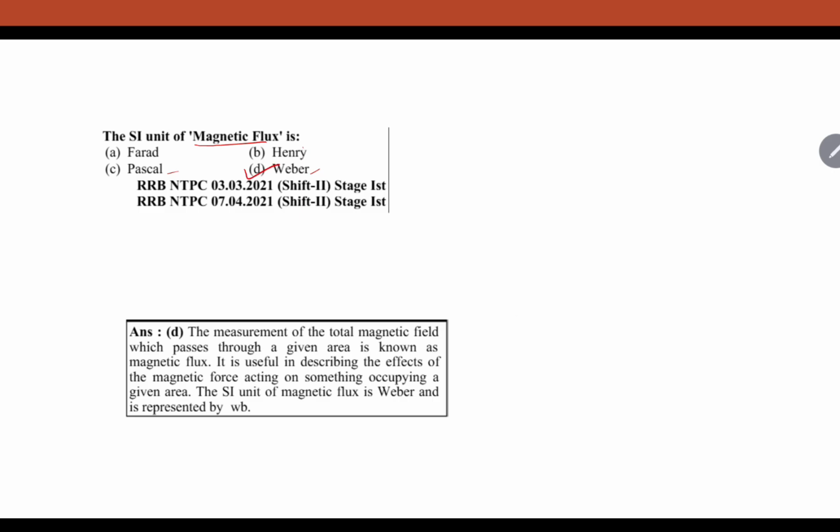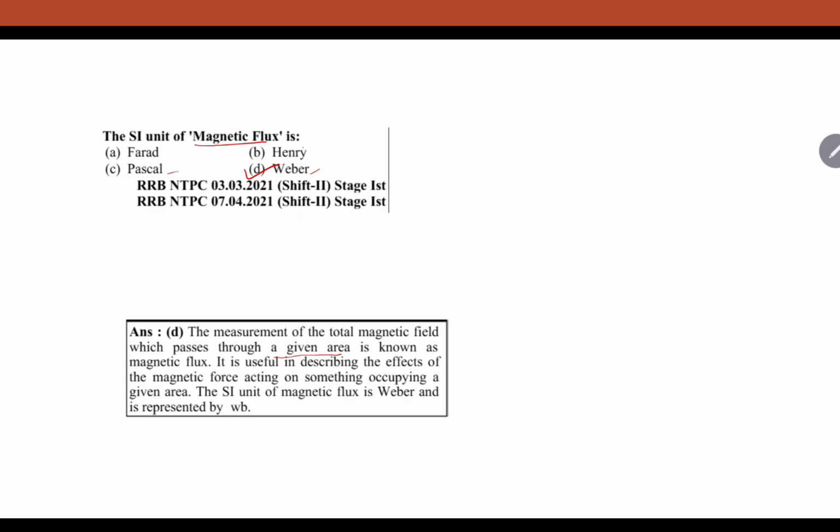And next question. The SI unit of magnetic flux. The options are Farad, Henry, Pascal, and Weber. The right answer for this question is option D, Weber. The measurement of the total magnetic field which passes through a given area is known as magnetic flux.